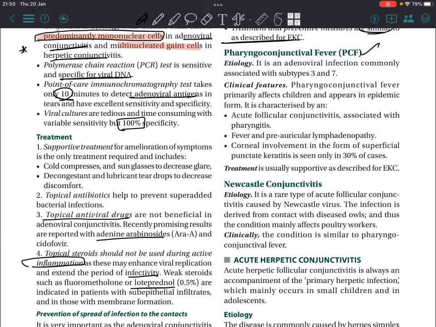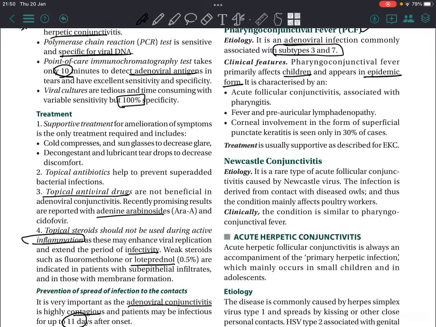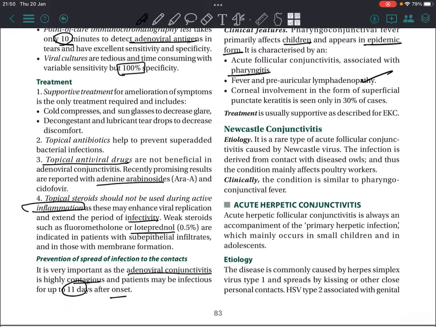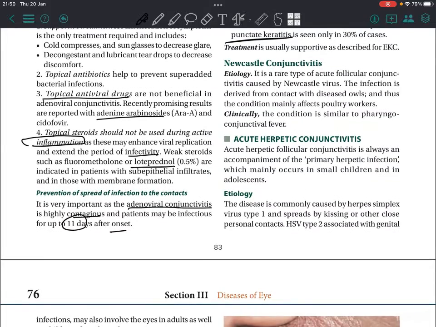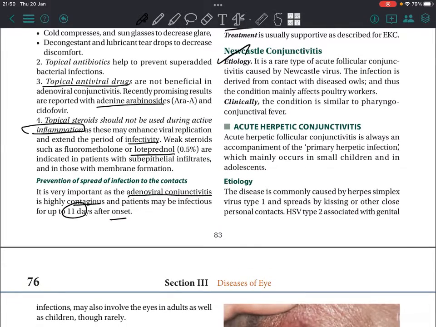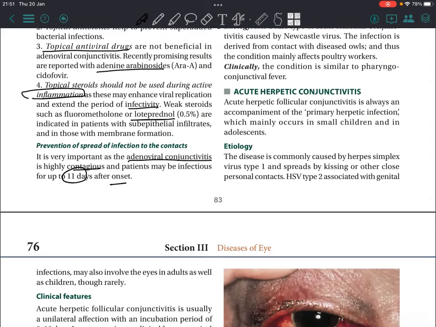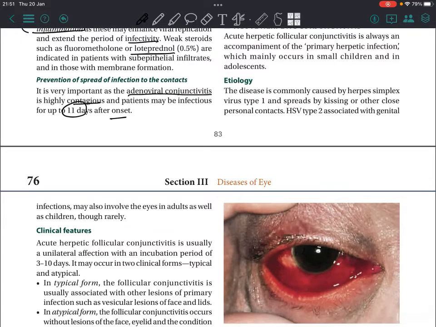Pharyngoconjunctival fever is an adenoviral infection commonly associated with subtypes 3 and 7. Clinical features: it primarily affects children and appears in epidemic form. It is characterized by acute follicular conjunctivitis associated with pharyngitis, fever and pre-auricular lymphadenopathy, with corneal involvement in the form of superficial punctate keratitis. Treatment is usually supportive as described in EKC. Newcastle conjunctivitis is also a type of acute follicular conjunctivitis caused by Newcastle virus. Infection is contracted from fowl.